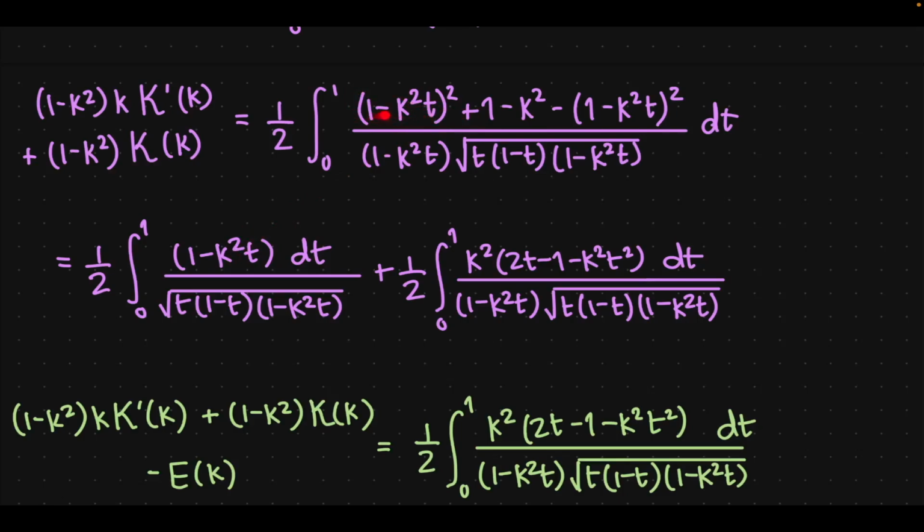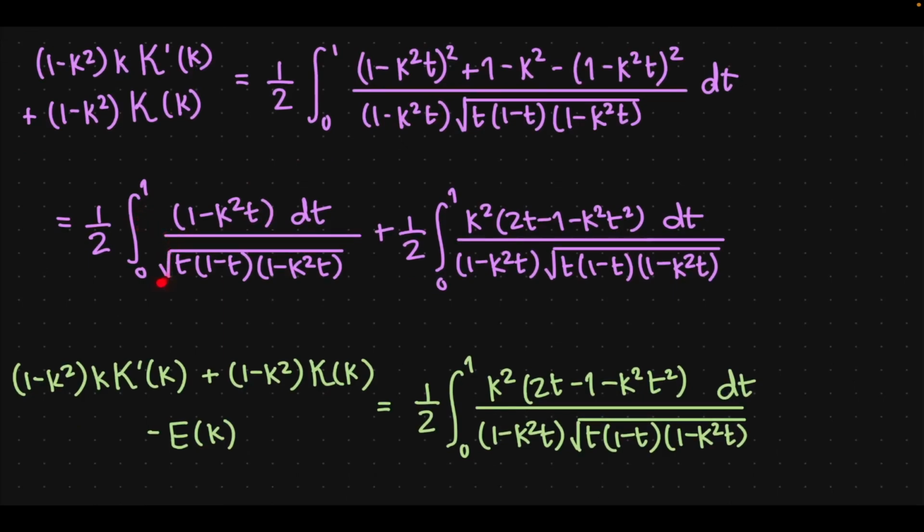So we can take the (1 minus k squared t) whole squared term in one integral, and the rest of the terms in the second integral. So when I do that, I notice the square cancels out with the power 1 in the denominator, giving us a power 1 in the numerator. So we have 1 half integral 0 to 1 of (1 minus k squared t) dt divided by square root of t times (1 minus t) times (1 minus k squared t), plus 1 half integral from 0 to 1.